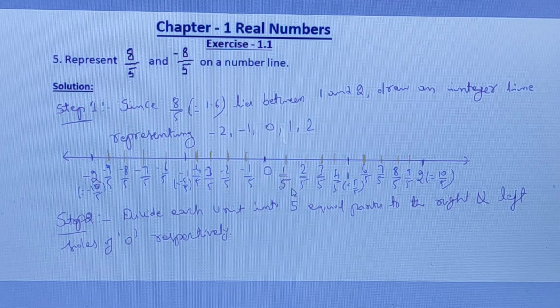So now take 8 parts out of this. So as a step 3 you take 8 parts because numerator is 8, right? So you have to take 8 parts. So 1, 2, 3, 4, 5, 6, 7, 8. So this one, let us name it as P, and 8th part to the left of 0 is this. Let us call it, mark it as Q. Okay.